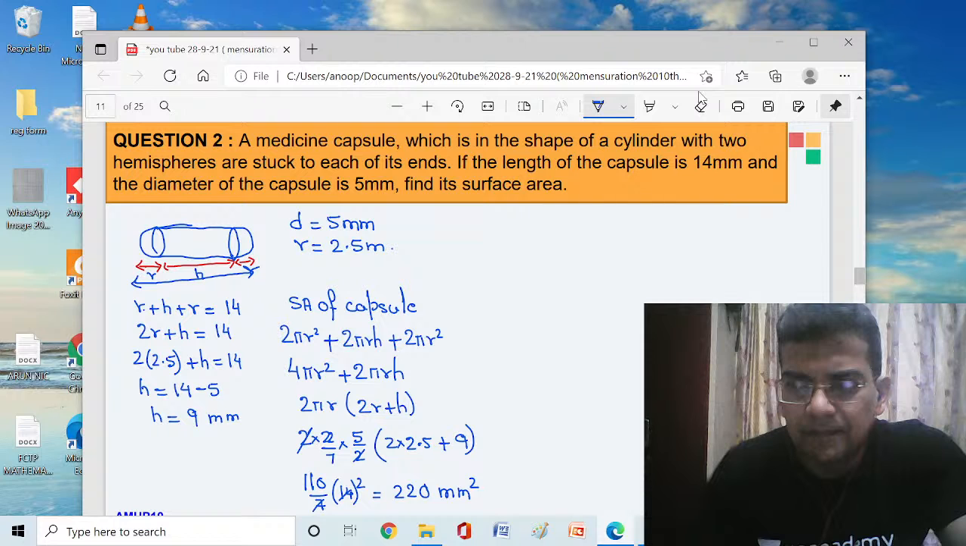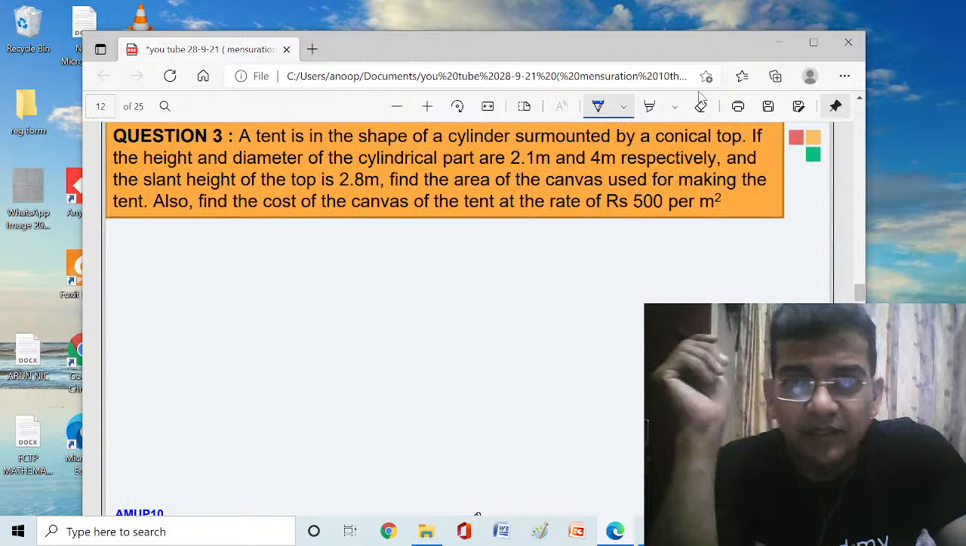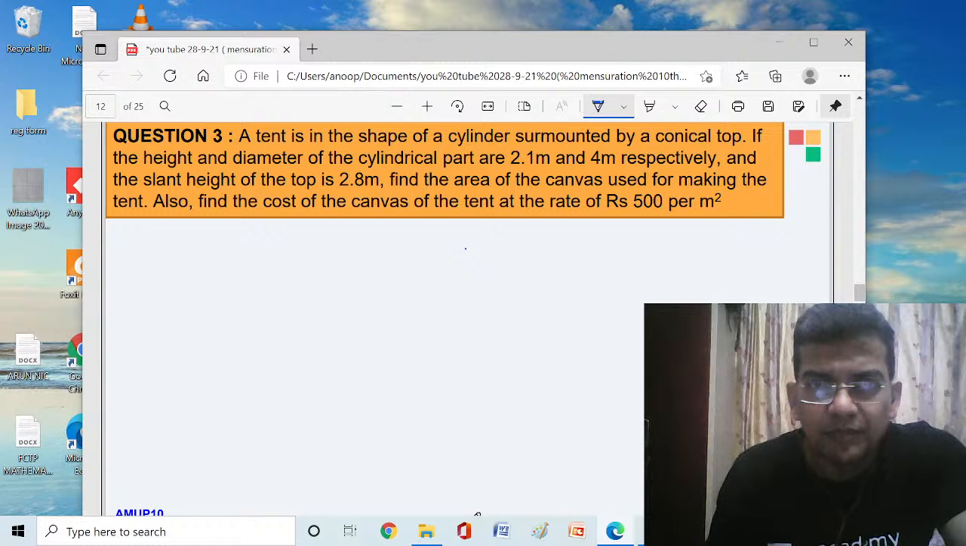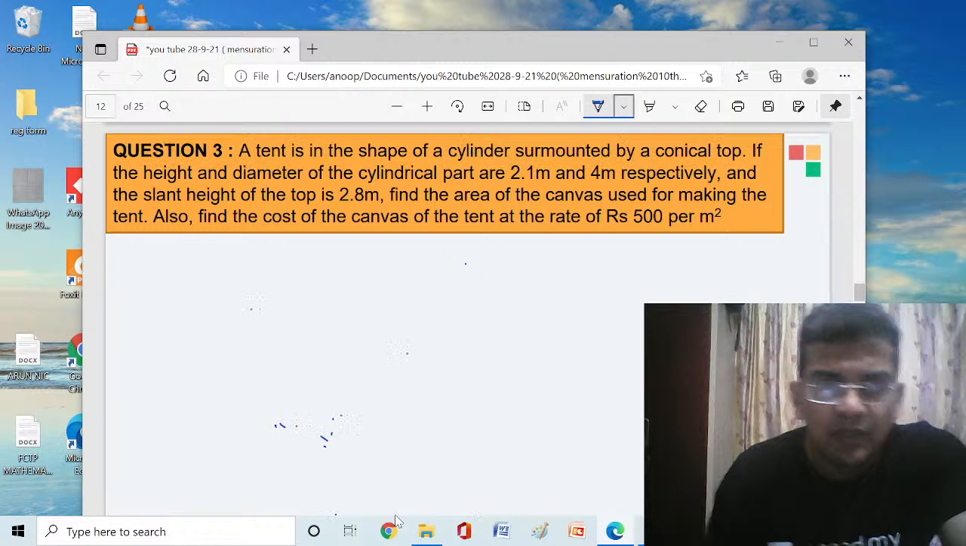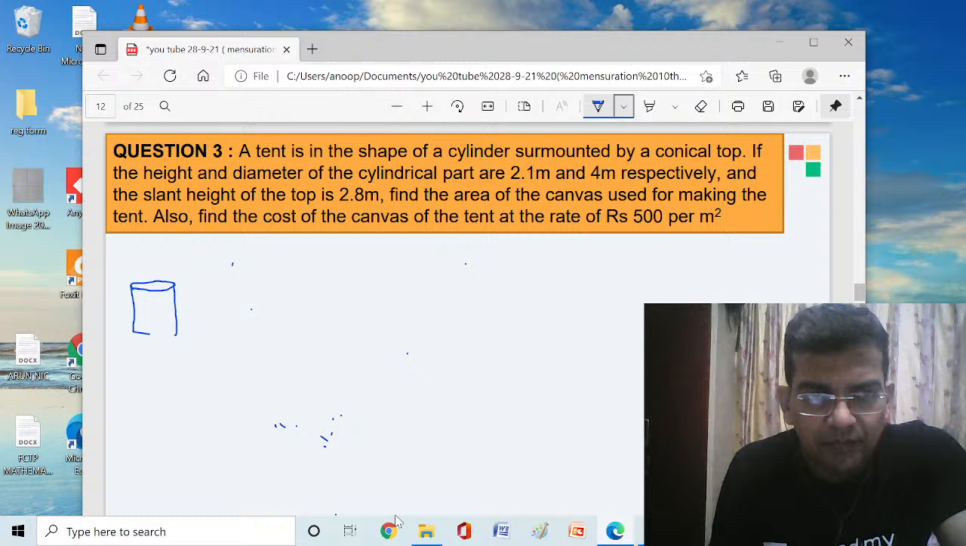Okay, now let's move on to the next question. A tent is in shape of a cylinder surmounted by a conical top, right? So the question says, a tent is in shape of a cylinder surmounted. So see, the shape of the tent is somewhat like this. It's cylindrical, and above it, it is conical.